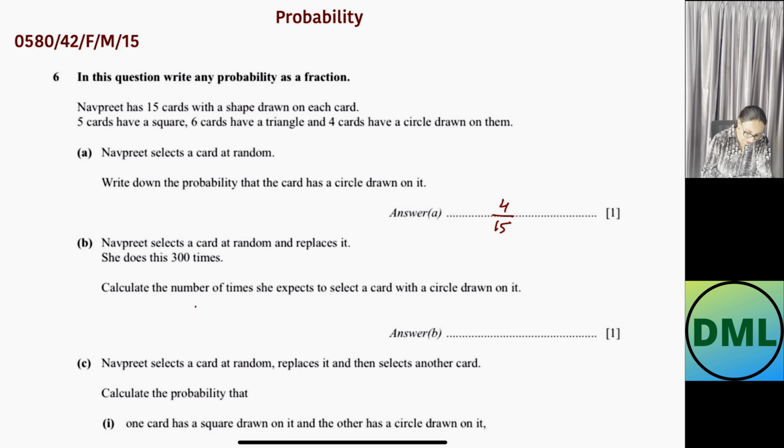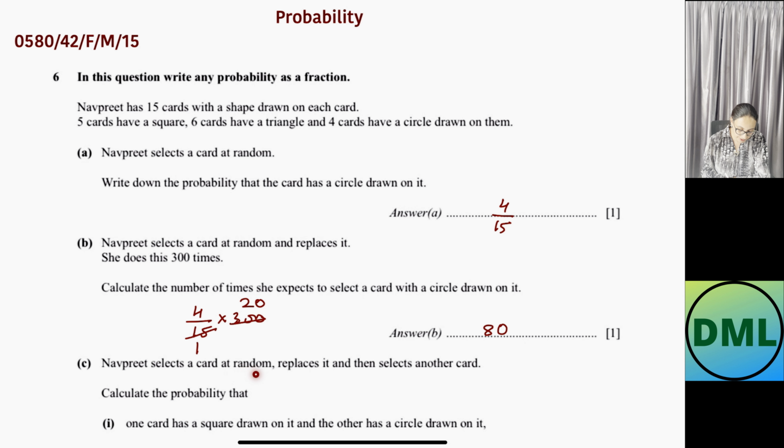Let's multiply that: 4 over 15 times 300. If I cancel this with 15, 15 ones are 15, 15 twos are 30, and 0. The number of times she expects to select a card with a circle drawn on it is 80 times. Let's see the next question here.